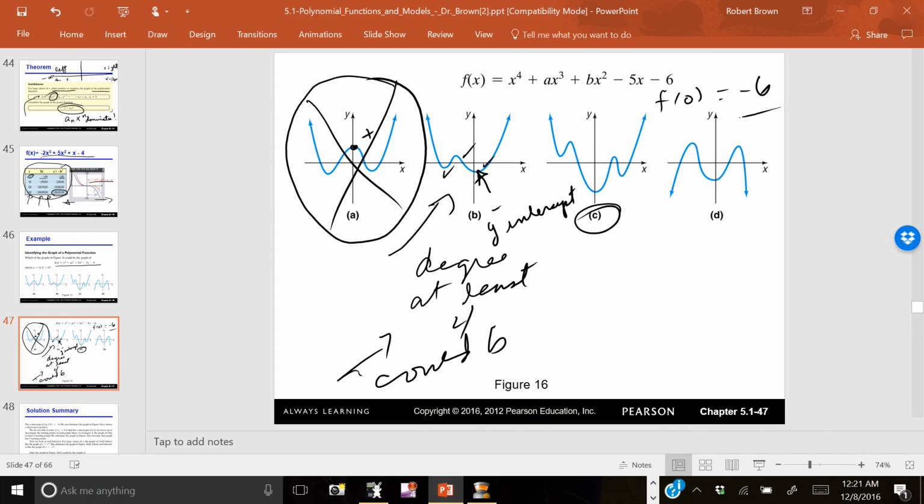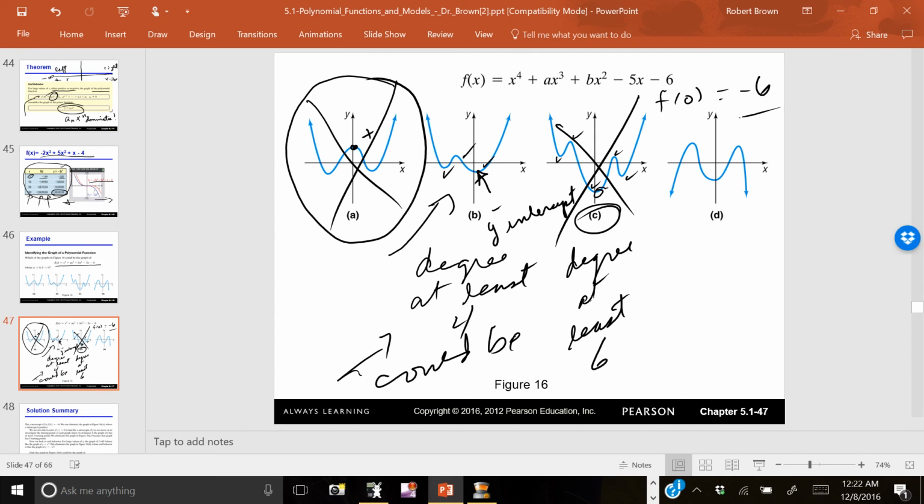Notice it's got a negative y-intercept, but it has 1, 2, 3, 4, 5 turning points and degree at least 6. So this one could not be.